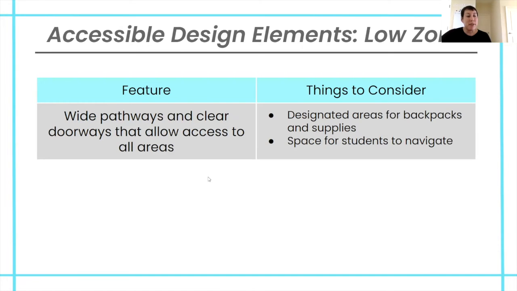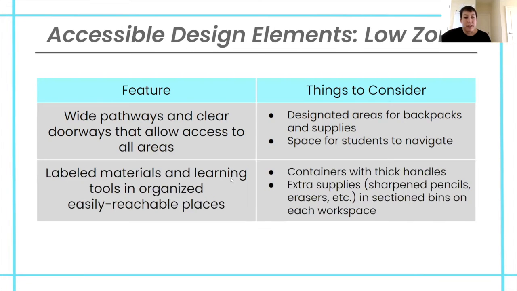Finally, let's talk about the low zone. In terms of physical accessibility, you might think of these ideas first. Make sure you have wide pathways and clear doorways with a designated space for large supplies and backpacks. Have labeled bins for student supplies.